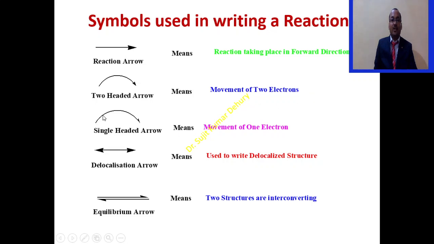Similarly, this one, the curved single-headed arrow, or you can call it the fish-hooked arrow, means the movement of one electron only, which leads to free radicals. This one is known as the delocalization arrow. It is used to write the delocalized or resonance stabilized structures. And the last one, the equilibrium arrow, means the two structures are interconverting with each other.